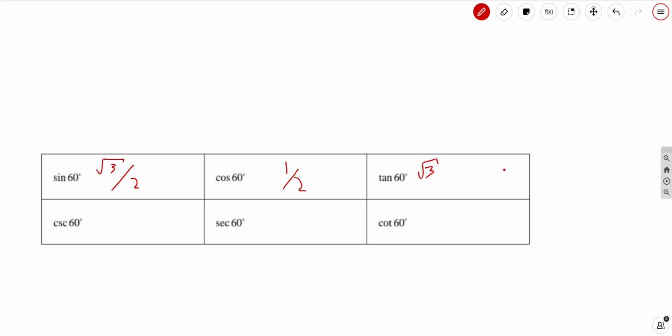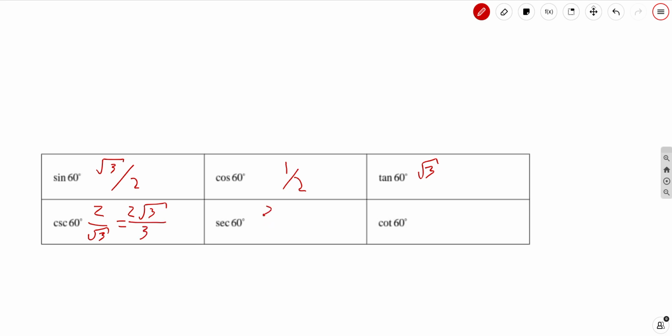Okay, now for these other ones, remember, we just turn the ones we started with upside down. Estos tres son iguales a estos tres, pero los reciprocals, al revés. Okay, so this is 2 over square root of 3. But remember, we don't want a square root on the bottom. So we're actually going to multiply the top and the bottom by square root of 3. So we have 2 times the square root of 3 over 3.